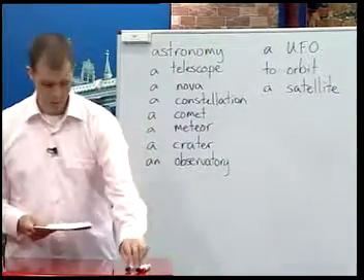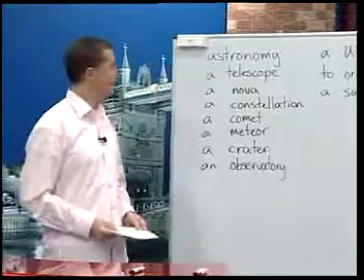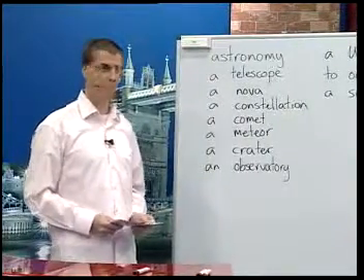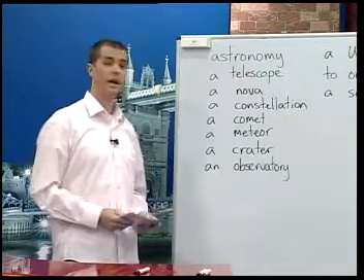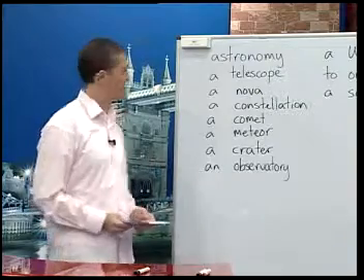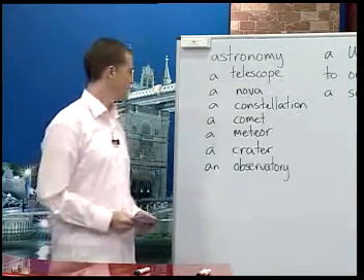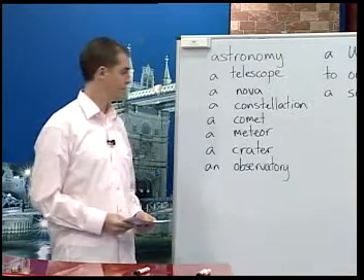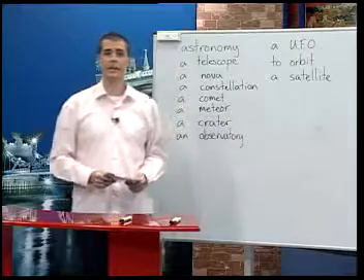Let's review these words. Astronomy. A telescope. A nova. And a constellation. A comet, a meteor, a crater, an observatory, a UFO, the verb to orbit, and finally a satellite.